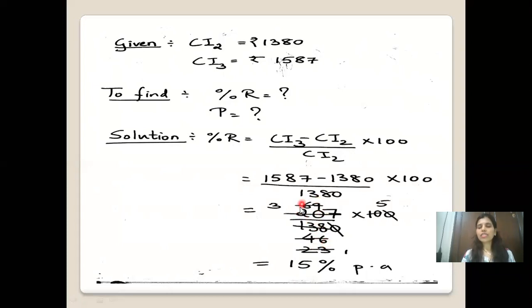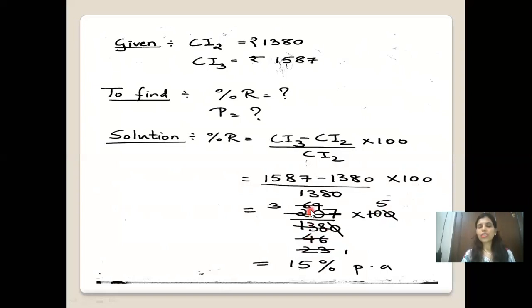Now you can divide 69 and 46. Again, you can see over here 4 plus 6 is 10, so this won't be divisible by 3. So what you do is you divide this 10 and 46 with 2. So 2 5s are 10 and 2 2s are 4, 2 3s are 6. So you get 23 over here.